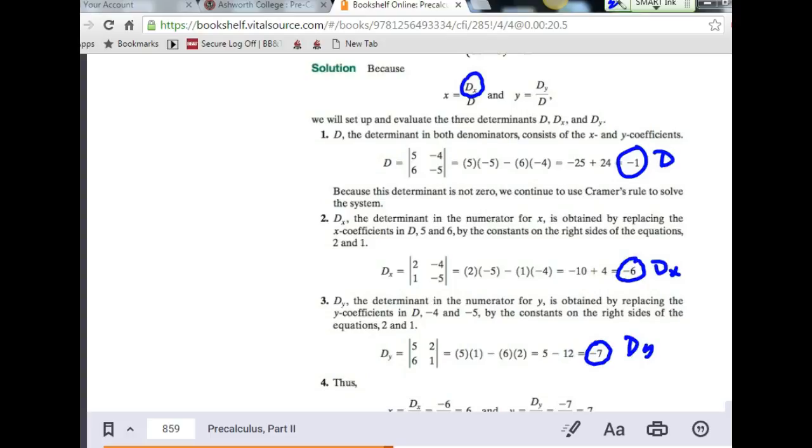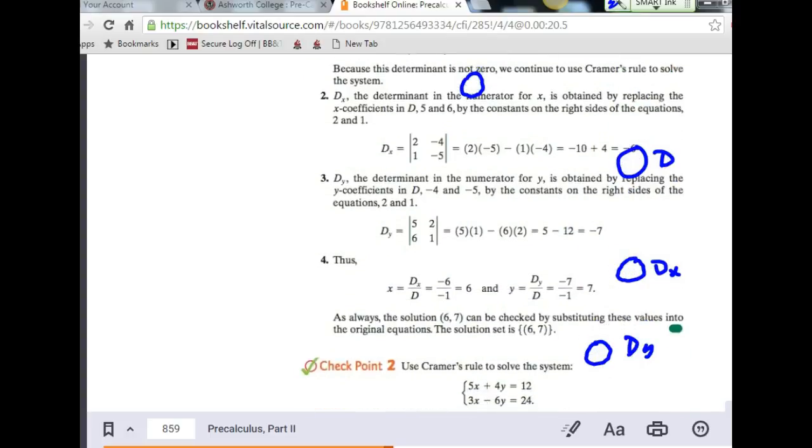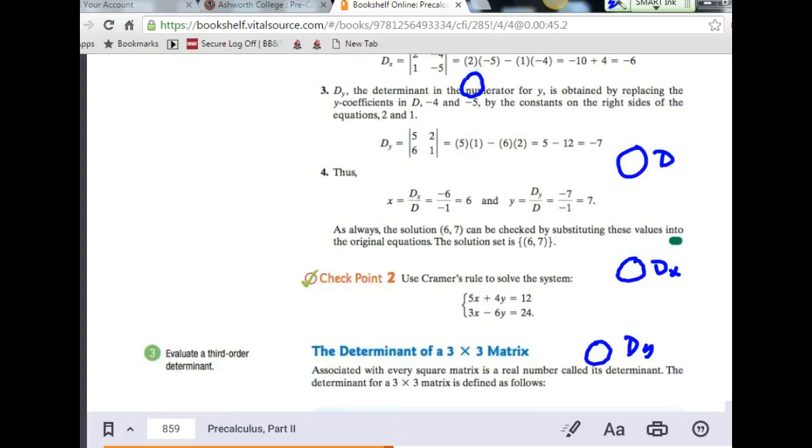Okay. So if I scroll down here a little bit, if we're trying to find the value for x, I'm going to take D sub x, which we found was -6, over the regular determinant, which we proved up above was -1, and -6 over -1 simply becomes 6. So your x value is 6.